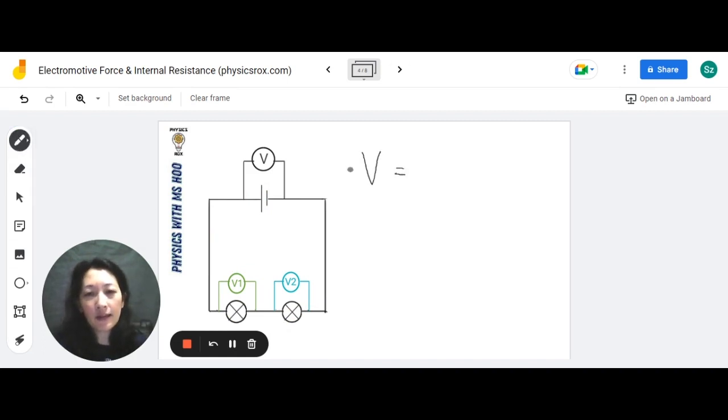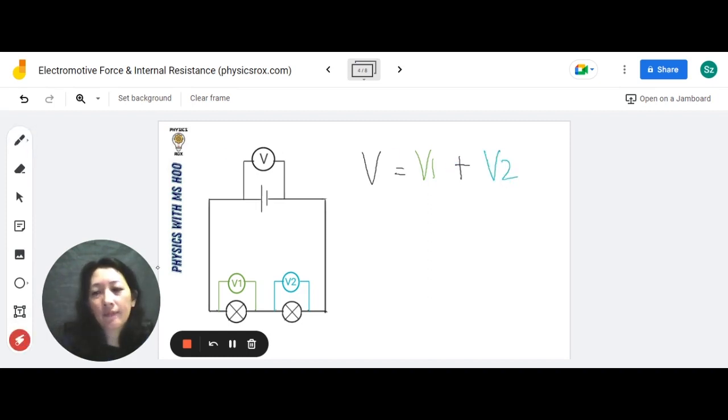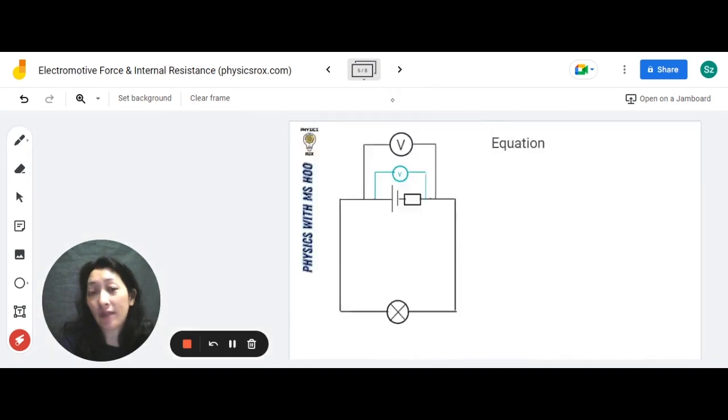V is actually equal to V1 plus V2. This makes sense, right? So this is what you have learned in series circuits. Now we're going to take this and apply it to what we understand about electromotive force to obtain the equation.